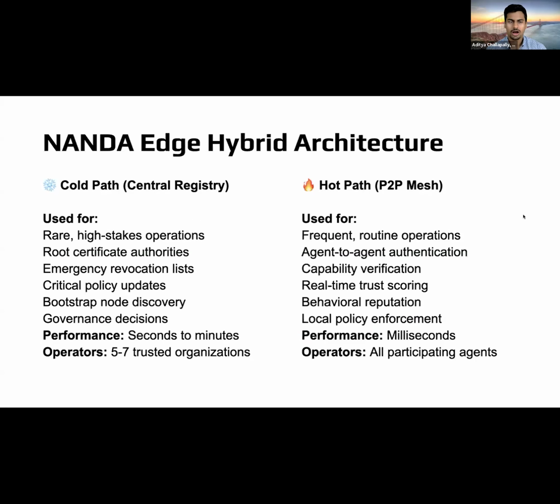And so we would do the cold path, in the ideal world, through a central registry, and this is for high stakes operations, where you have root certificate authorities, all these things. And there's a hot path for the P2P mesh, which is more for frequent work.